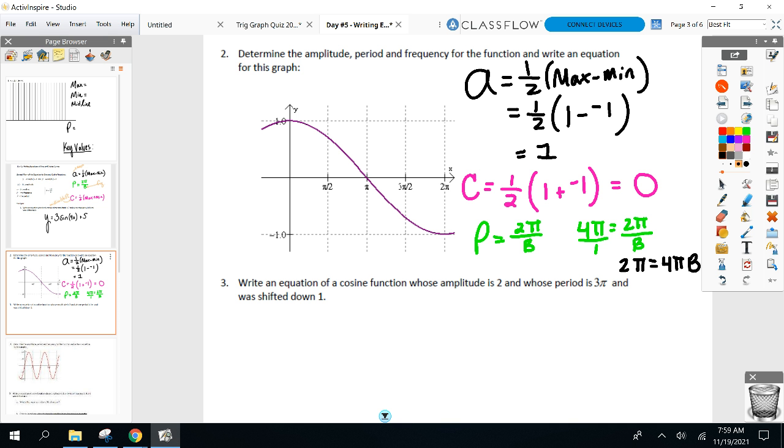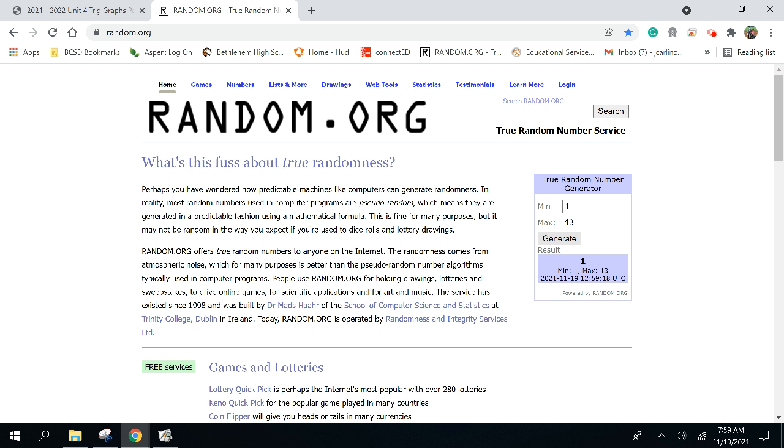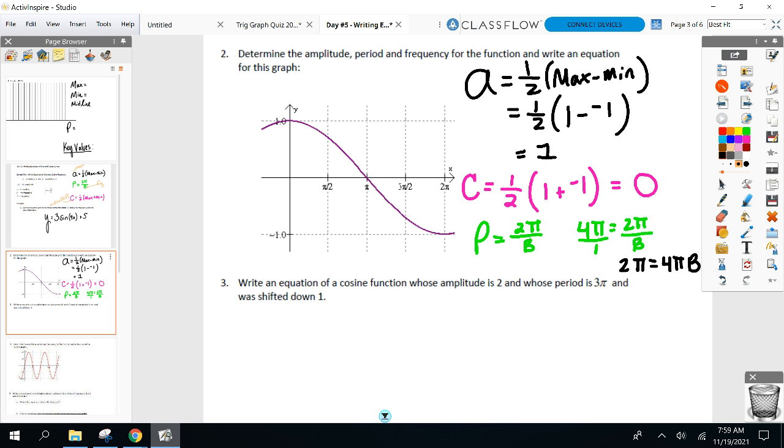How would you like to get B by itself? Divide both sides by 4 pi. So my B value, I'm going to have something cross off. Pi's are gone, so what's my B value? 2/4, 1/2, whatever you want to leave it, but I can't let the pi's in there because they cross out. So my B value is 1/2.